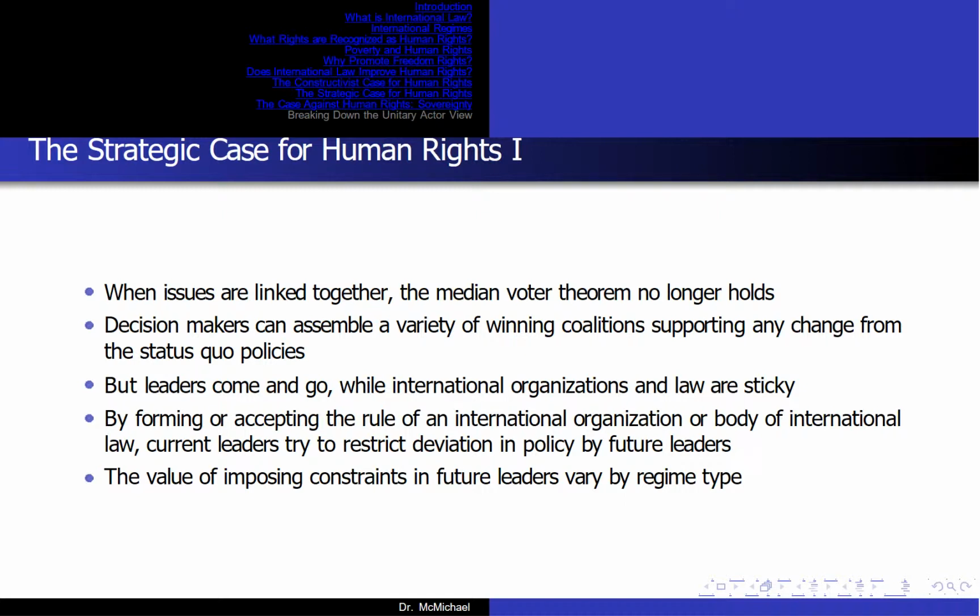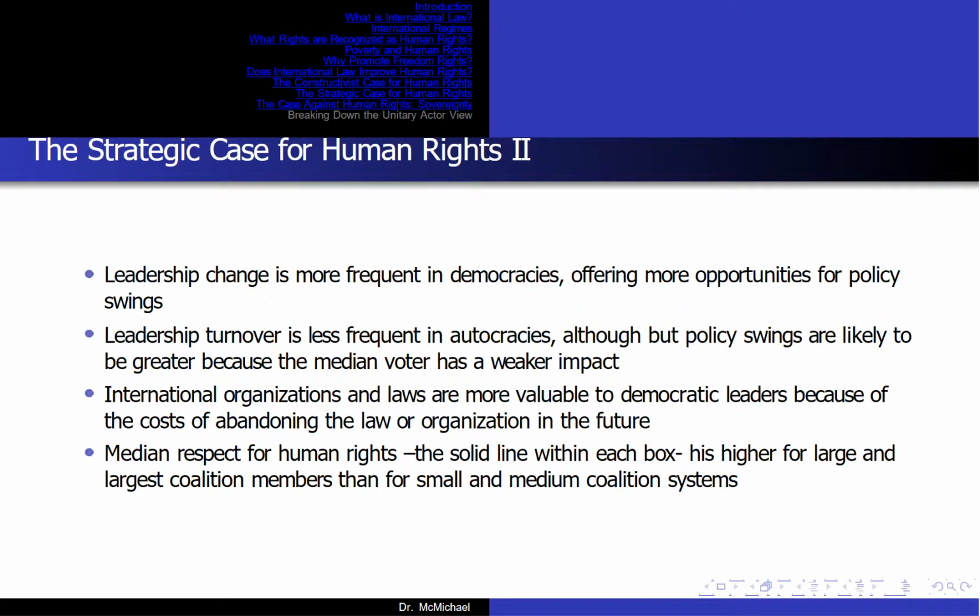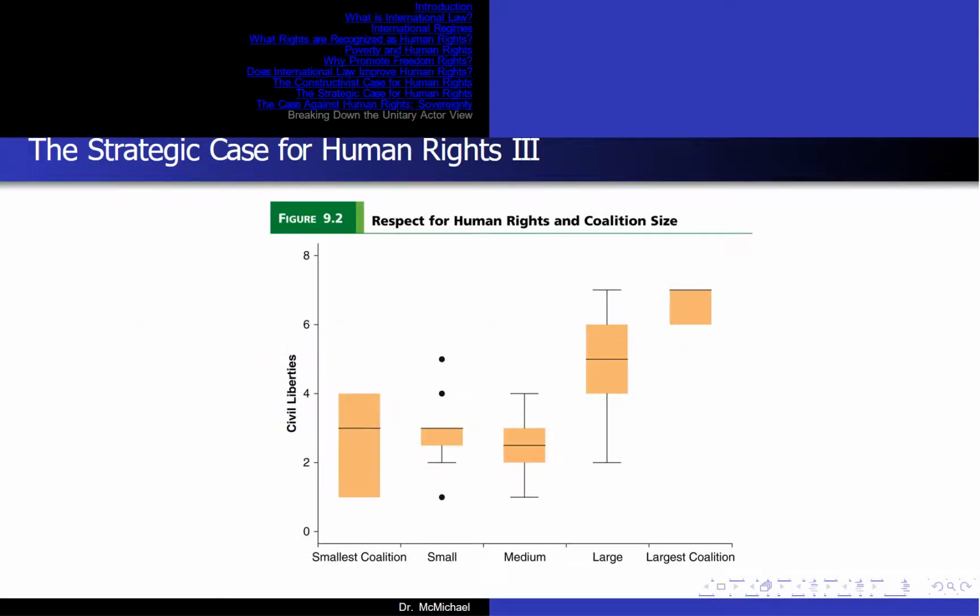The value of imposing constraints on future leaders varies by regime type. Leadership change is more frequent in democracies, offering more opportunities for policy swings. Leadership turnover is less frequent in autocracies, although policy swings are likely to be greater because the median voter has a weaker impact. International organizations and laws are more valuable to democratic leaders because of the cost of abandoning the law or organization in the future. Median respect for human rights, the solid line within each box, is higher for large and largest coalition members than for small and medium coalition systems in figure 9.2 here.